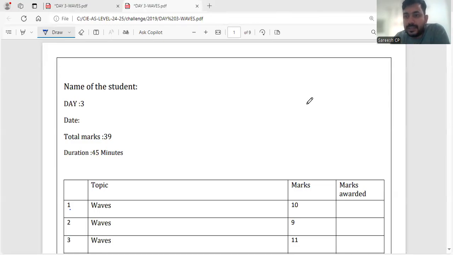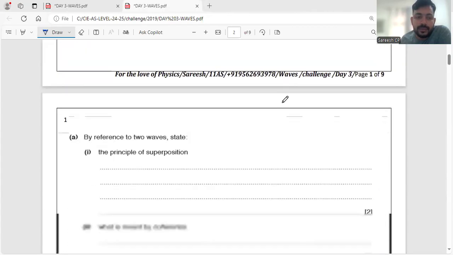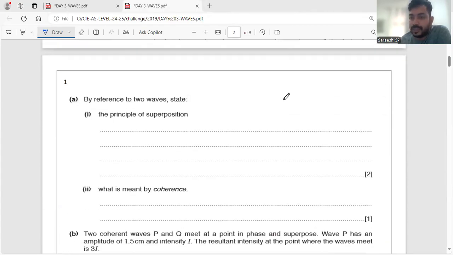Hi, good morning. This session is for discussing day three waves answers. Okay, so question number one is about the principle of superposition. We have already discussed this.